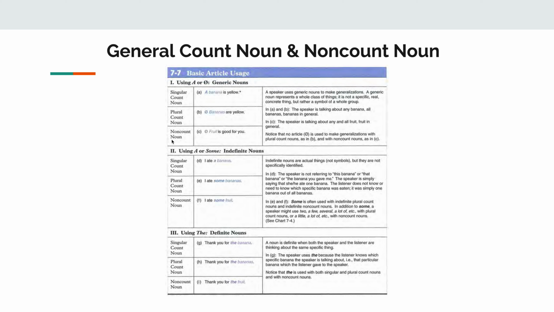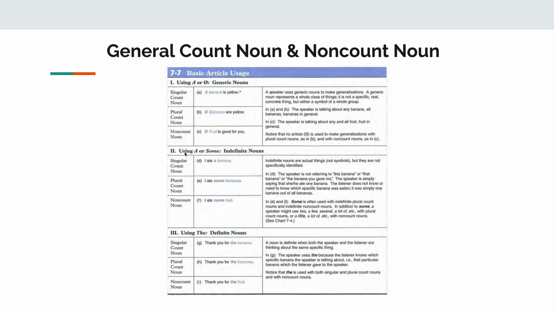The first one we have is singular count noun. The example is: A banana is yellow. And for plural count noun, we have the example: Bananas are yellow, which doesn't have a or an. Instead, we have no article, which means there's nothing in front of the noun. And then the third one we have is non-count noun, for which the example is: Fruit is good for you.